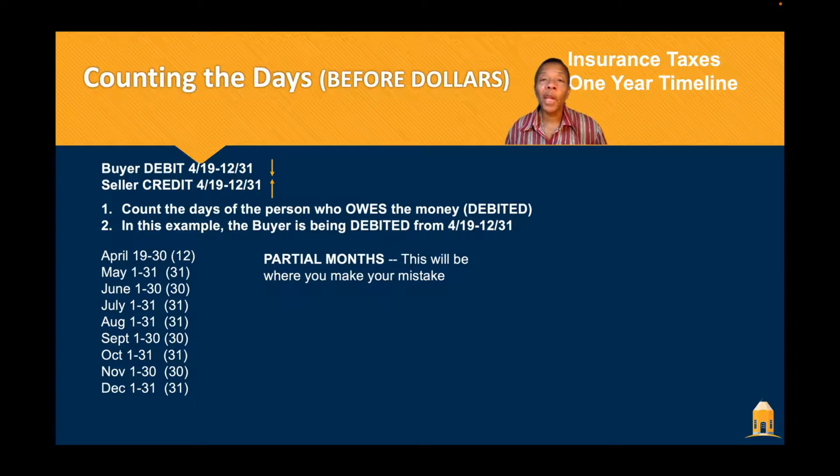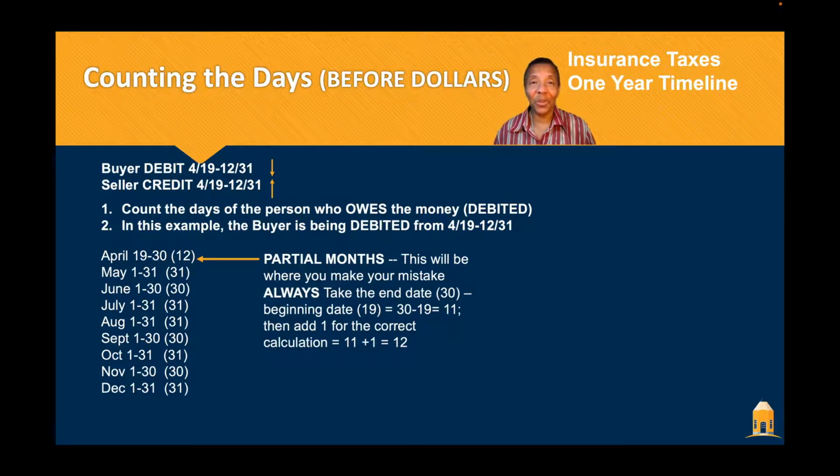Where you're going to make your big mistake is on partial months. Students do it all the time. And so I have a way to force you to get the answer correct every single time. When you hit a partial month, you're going to say, uh-oh, I'm at a partial month. What do I need to do? I want you to take the outside date of the month, subtract it from the inside date of the month, and then add 1 to it. Do it like that on every single partial month. It will force you to get the answer correct.